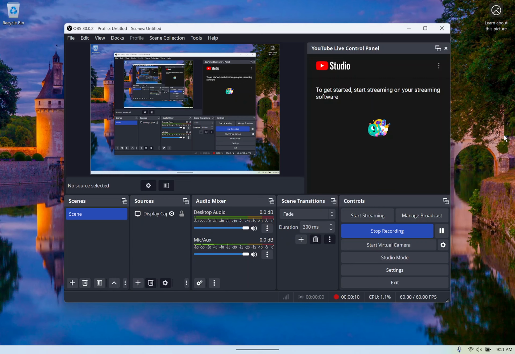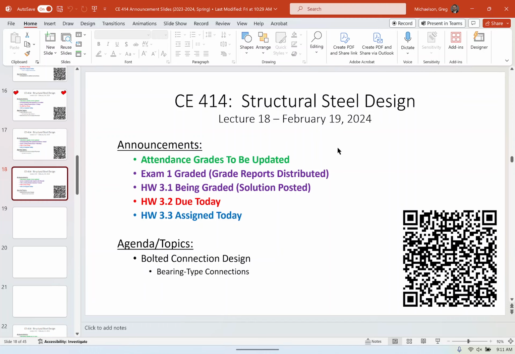So I think it's fair to say we are now up to date on grades other than 3.1. But I think at this point you all have a really accurate picture of grades in the class. How did homework 3.2 go?